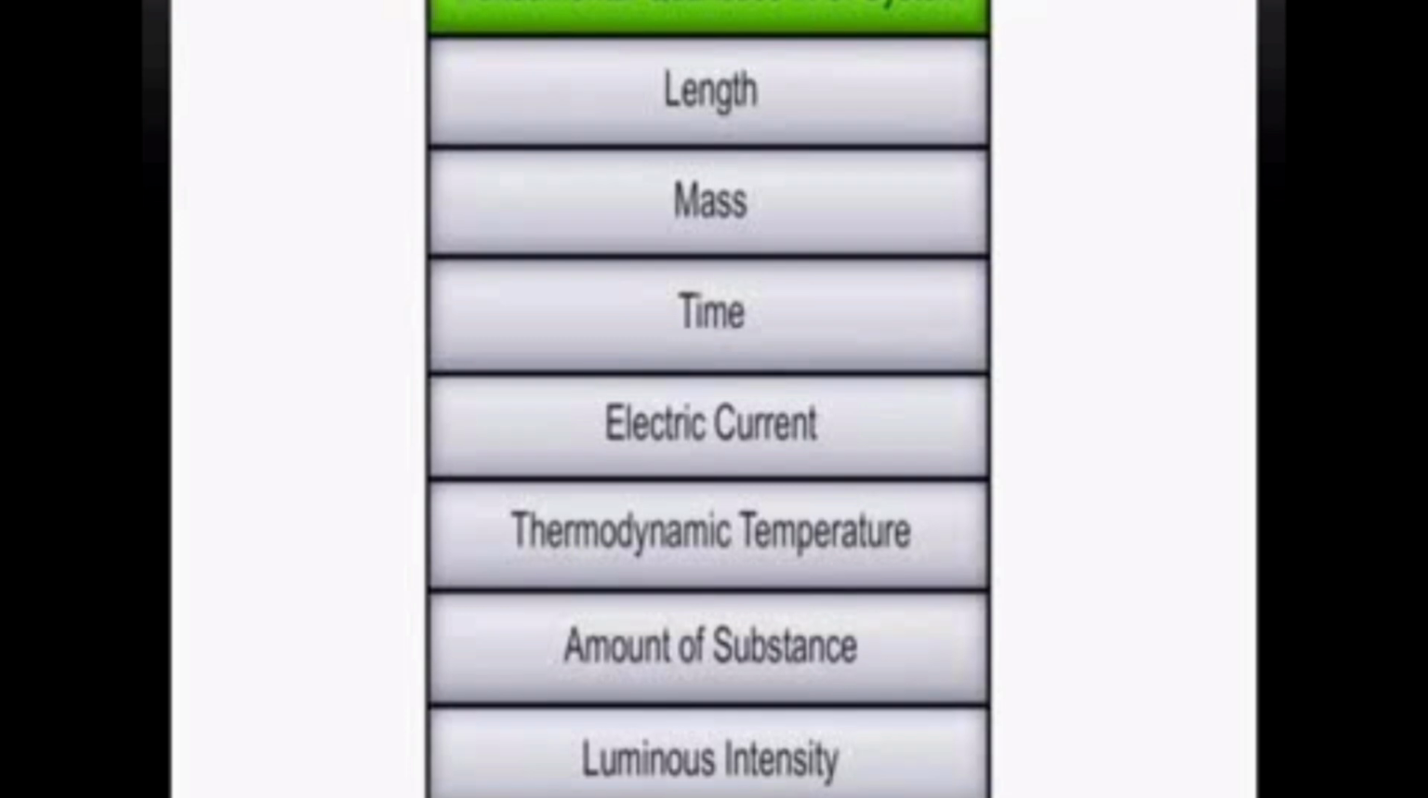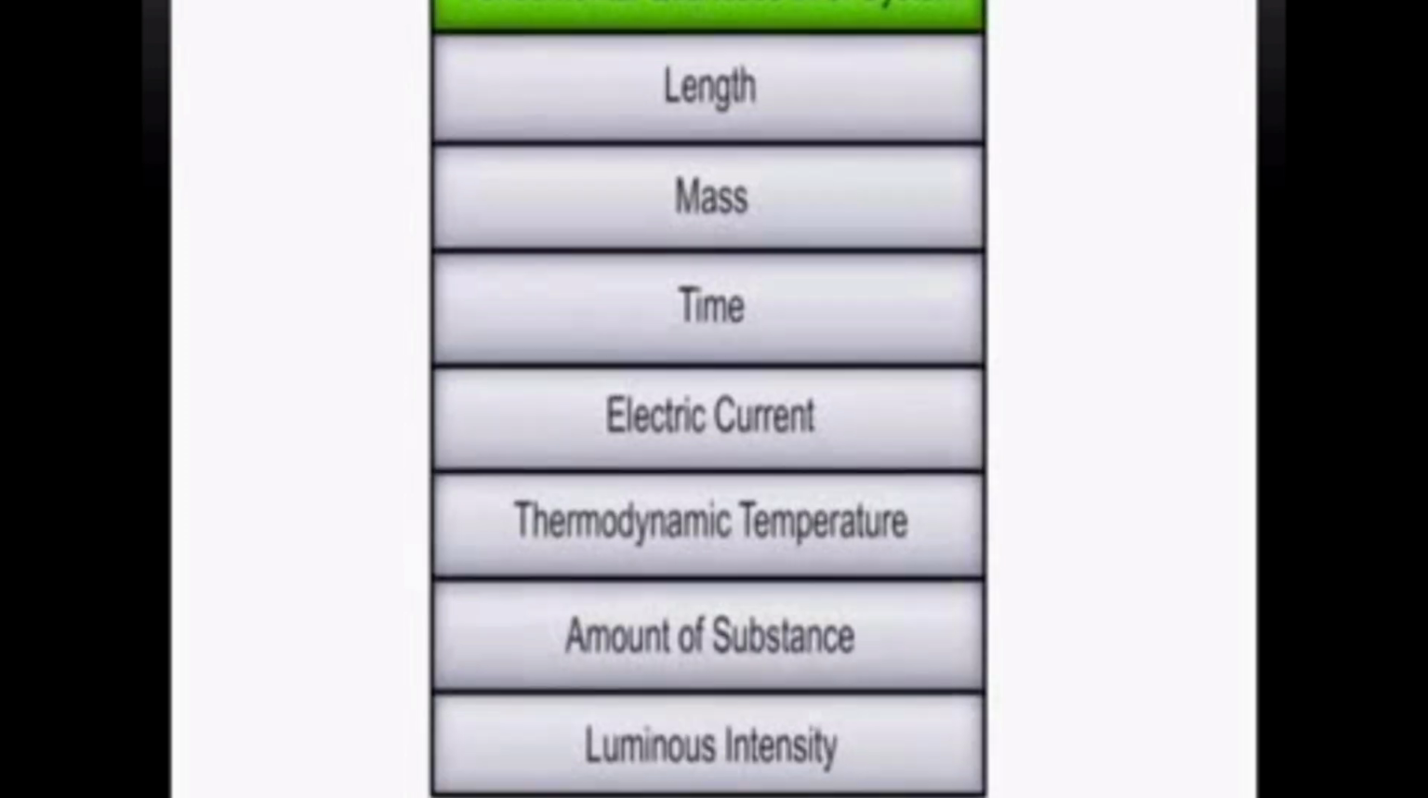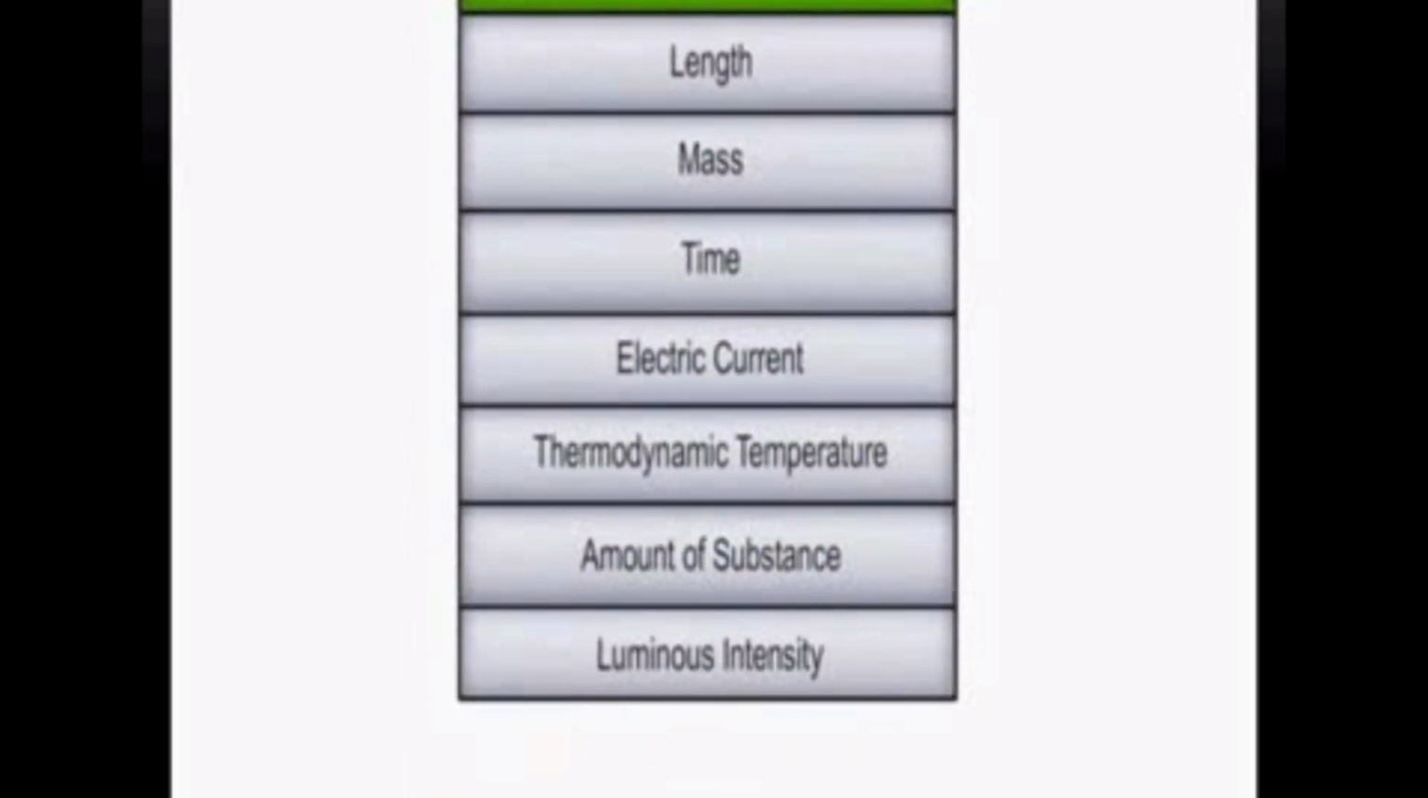Here the 7 fundamental quantities are length, mass, time, electric current, thermodynamic temperature, amount of substance, and finally luminous intensity, that is called candela. Okay, these are all the fundamental quantities in the SI system. So already we have seen that. On the basis of these quantities, we are going to explain the dimensional analysis.